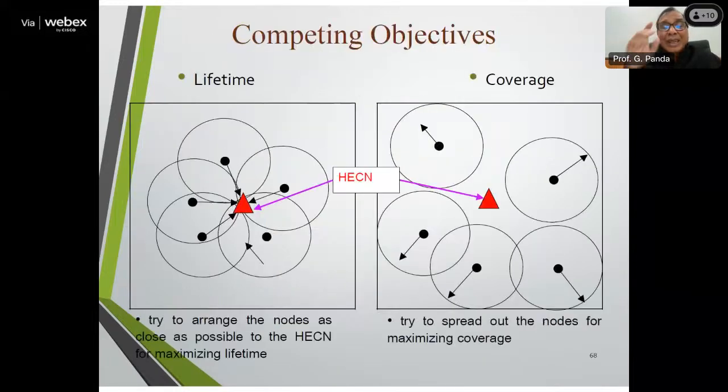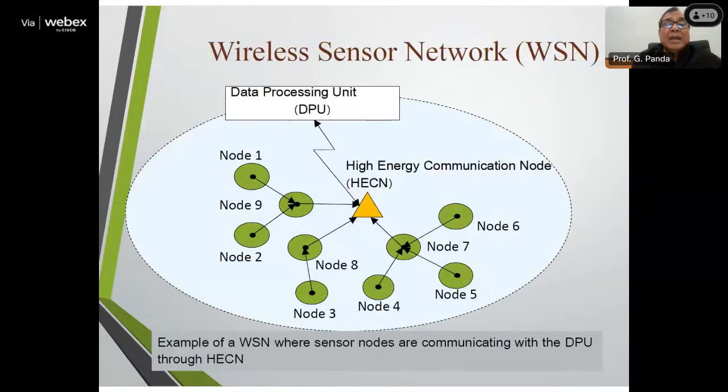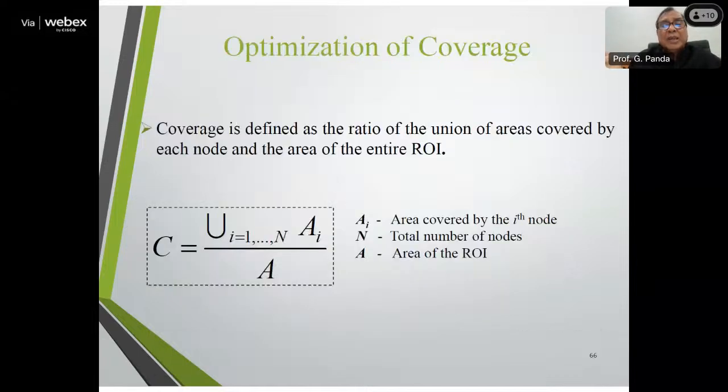Last, we have applied this optimization to wireless sensor networks for saving power and elongating the life of the sensor. Next, this is just an application.